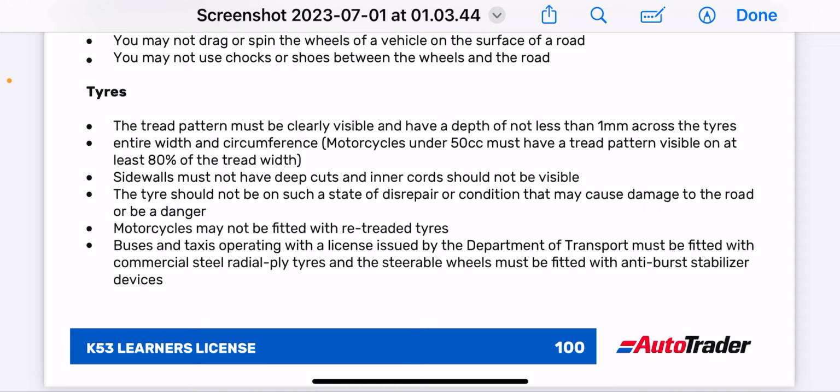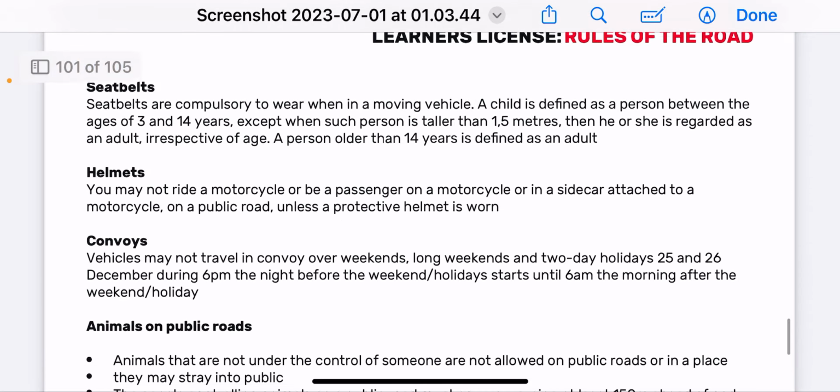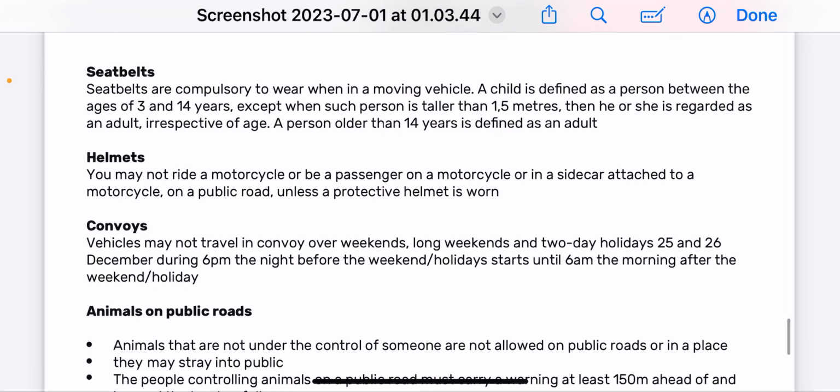Then I'm passing the motorcycle rule and then I'm reading the last one. Buses and taxis operating with a license issued by the Department of Traffic must be fitted with commercial steel radial ply tires and steerable wheels must be fitted with anti-burst stabilizer devices. Okay. And then we have the rules with regards to seat belts.